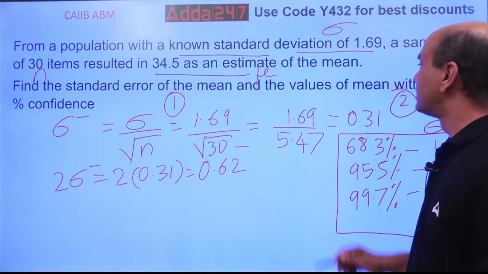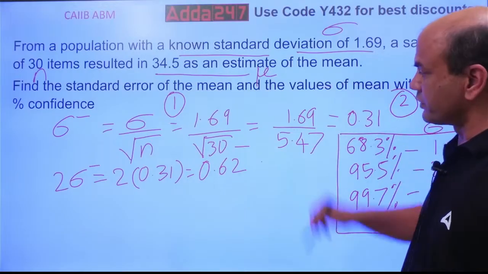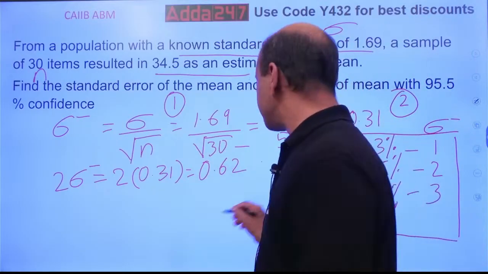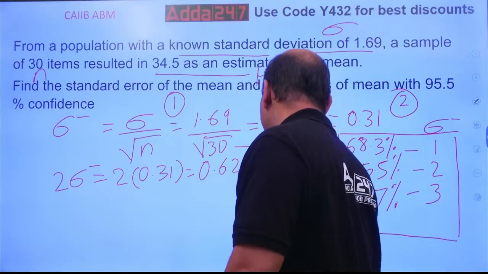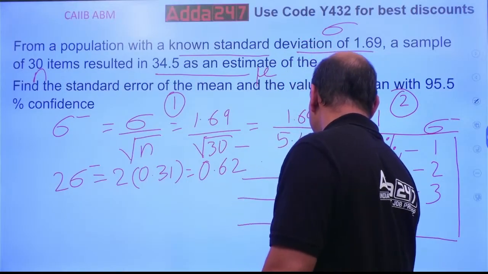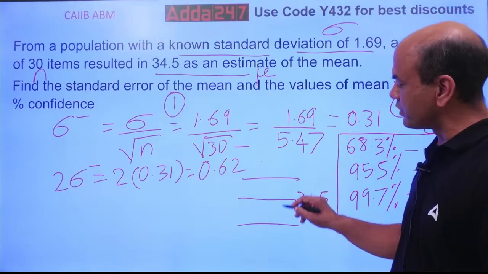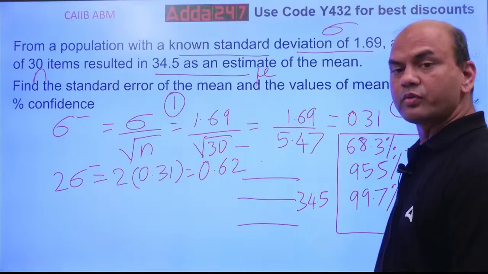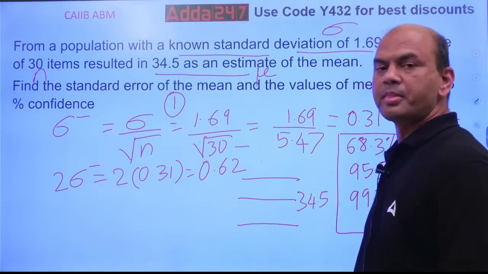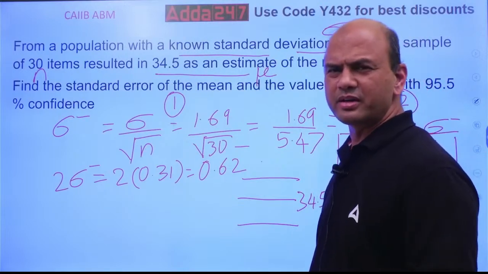Now what do you want? Value of the mean with 95.5%. So what is the mean given? 34.5. So the value of the mean will be a range now. Range means it will be like this, upper and lower. And this is your 34.5, your mean. This upper value you have to find out, and the lower value you have to find out. How to find the upper value? Add 0.62 over here. So 34.5 plus 0.62 is 35.12.